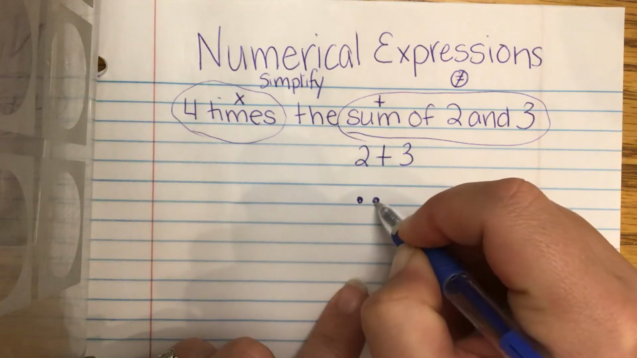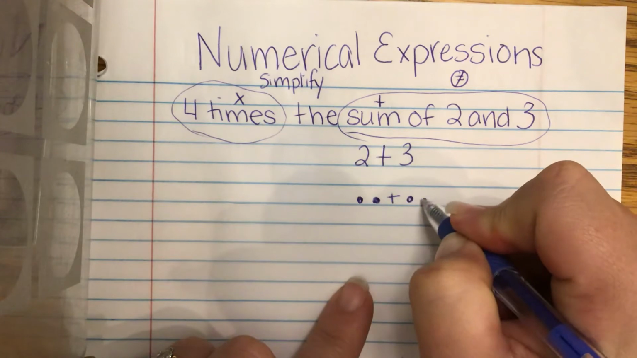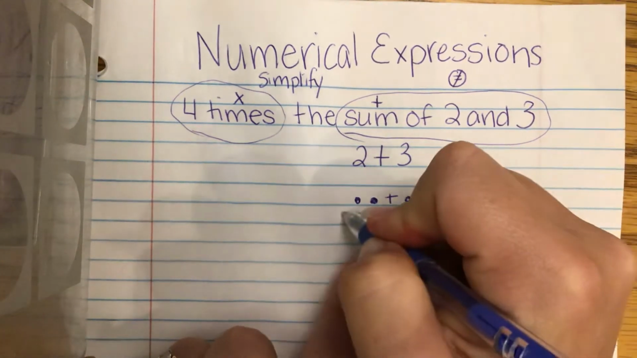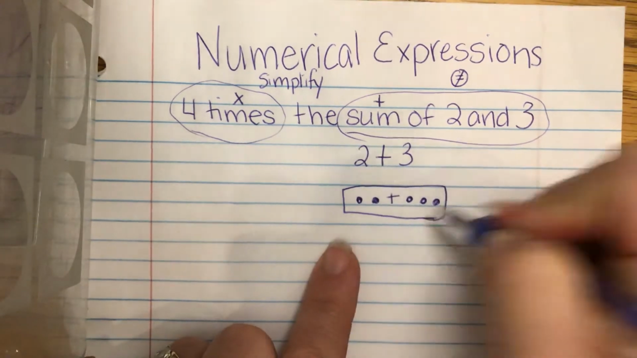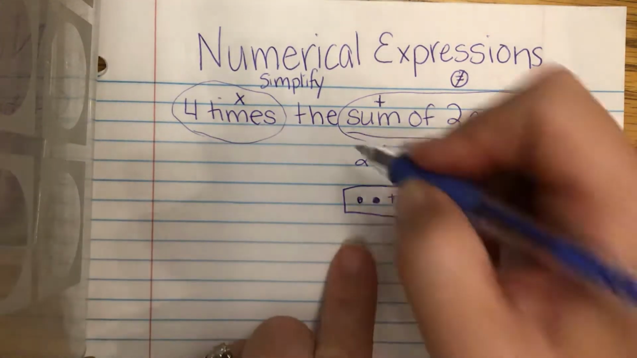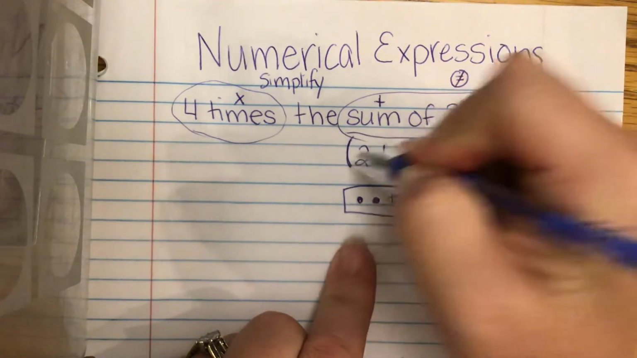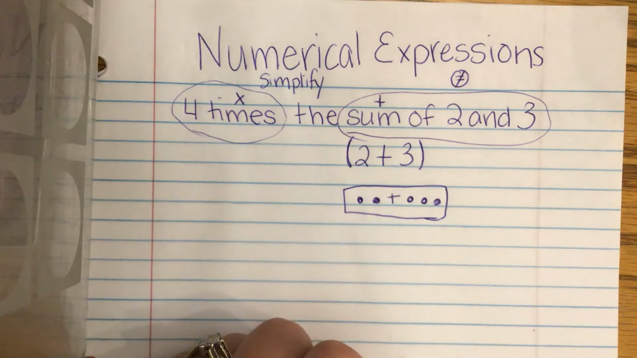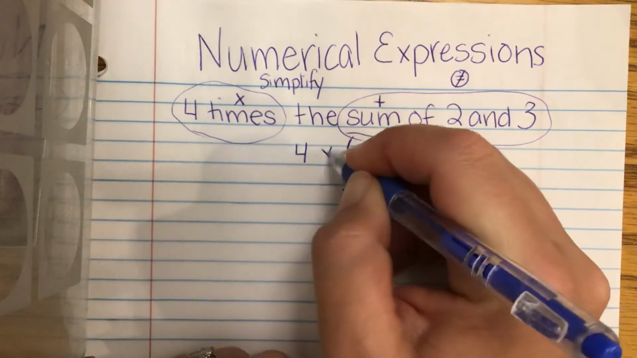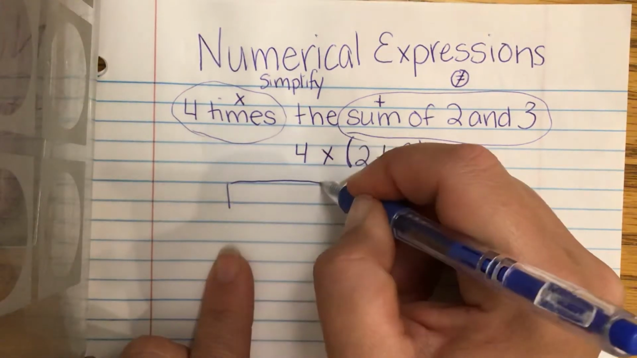1, 2, plus 1, 2, 3. So that would be 5, right? There's 5 of them, but it says I have to do 4 times this. So I wanted to do this first, so I'm going to put this into parentheses because it says do this first. So I'm going to do 4 times. So I have to do this 4 times.